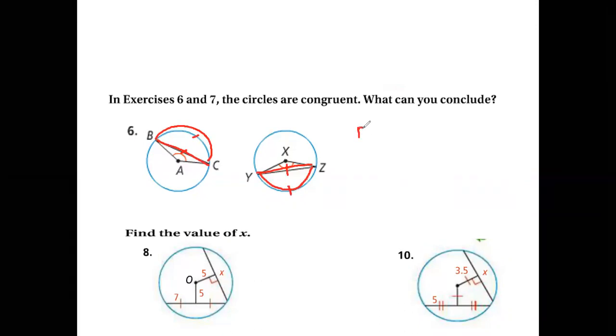That is, chord BC is congruent to chord YZ. At the same time, arc BC is congruent to arc YZ.